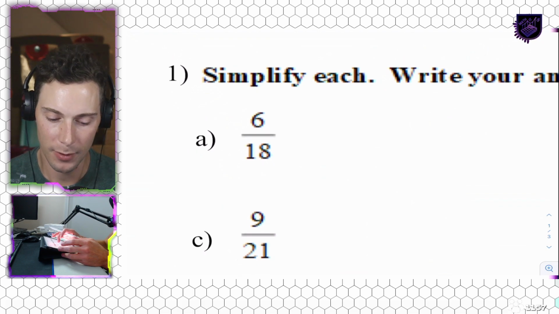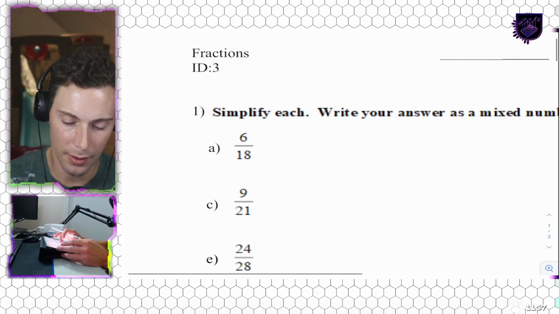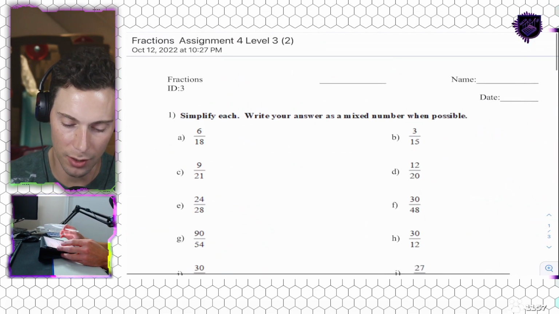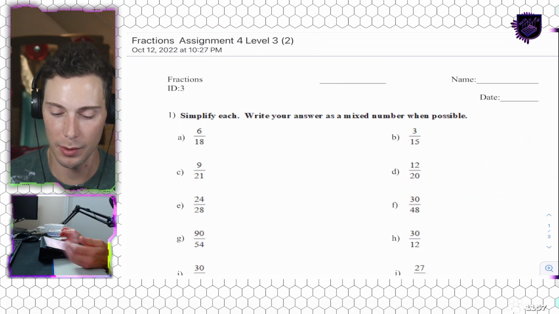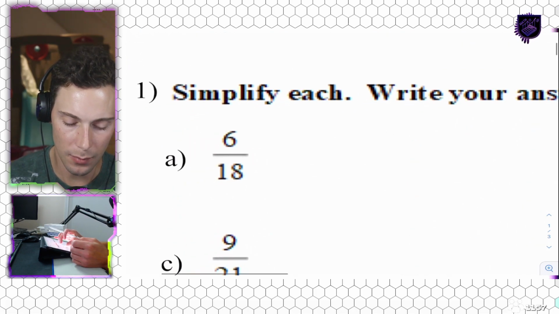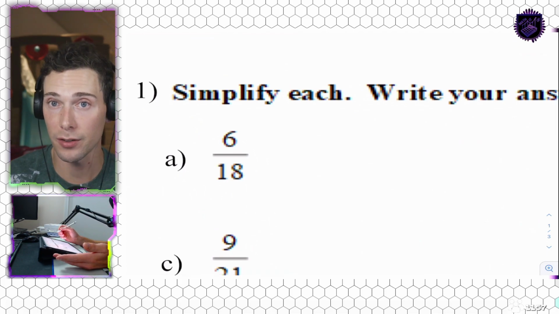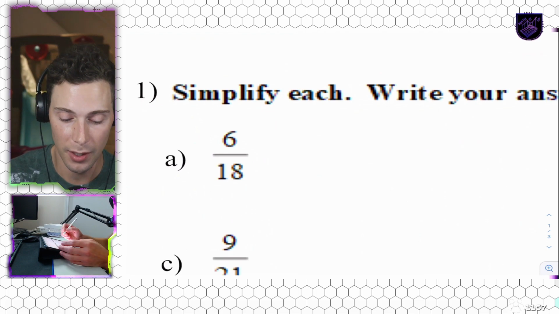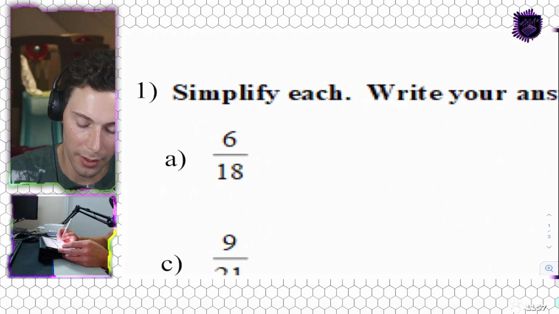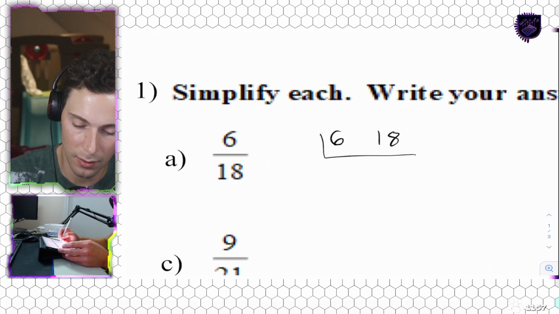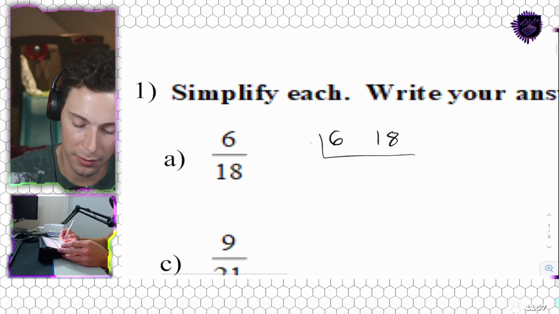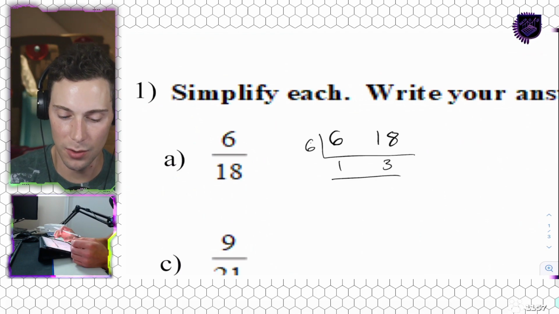Working on that. And it says simplify each and write your answer as a mixed number when possible. So when we're simplifying fractions, we want to make sure that we are looking for the greatest common factor of both of these numbers. So we can do our whole ladder method with 6 and 18. I know a factor of 6 is that, and 18 is that. And then we have our primes down here.